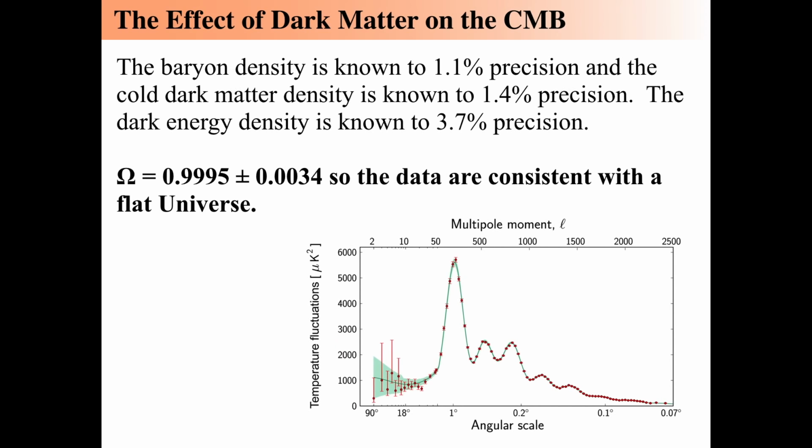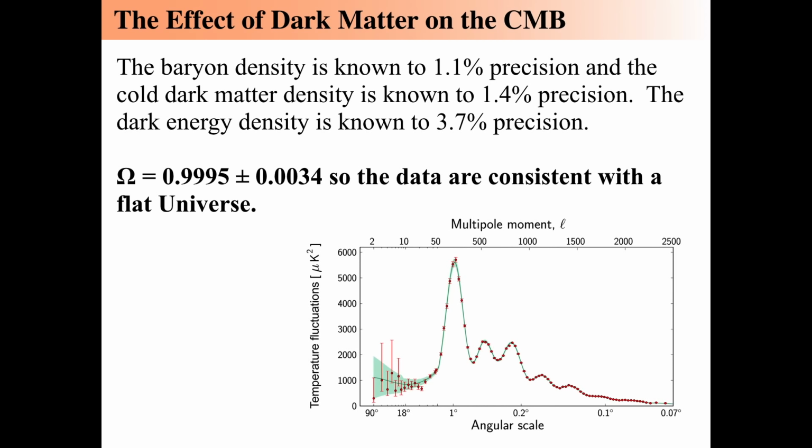Finally, we can extend that a little bit and find something really fascinating, which tells us what the total amount of energy in the cosmos is. The total amount of normal matter is known to about 1% precision, and dark matter is known to about 1.4% precision, and dark energy is not as well known, to about 3.7 or about 4% precision, but that's really good.